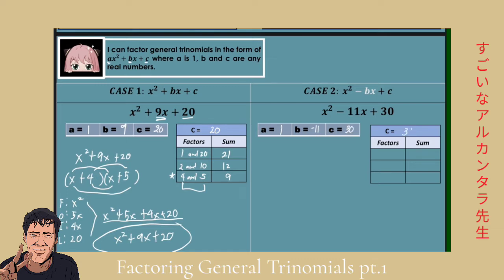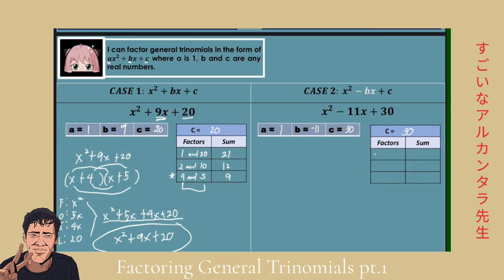So 30 is positive, and we're looking for a pair of factors that will give us a sum that is negative 11. So with that being said, this implies that the factors should still be of the same sign, but no longer positive, but both should be negative. Why? Because negative times negative is positive, and negative plus negative is negative. So let's start again, slow.